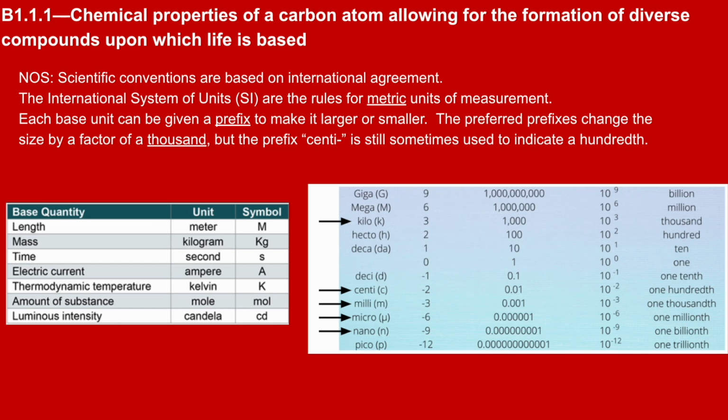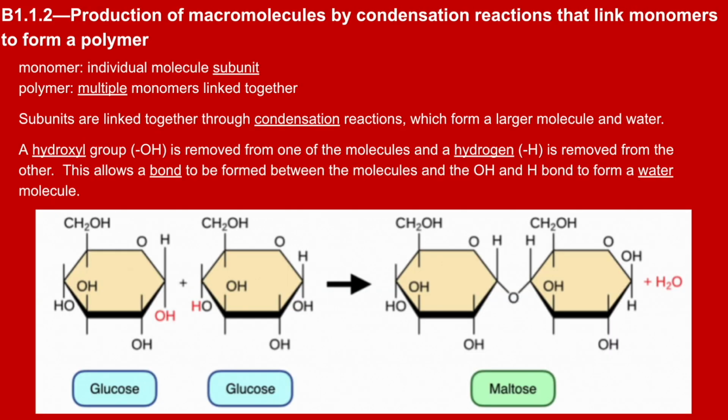Okay, just a reminder that you should be familiar with the metric system, also known as the International System of Units. Okay, a monomer is an individual subunit. Polymer are multiple. Dimer isn't listed there. It's going to be on a future slide. That's going to be 2 specifically. So glucose plus glucose joined through a condensation reaction, which produces water, is going to make a disaccharide, generally a dimer.